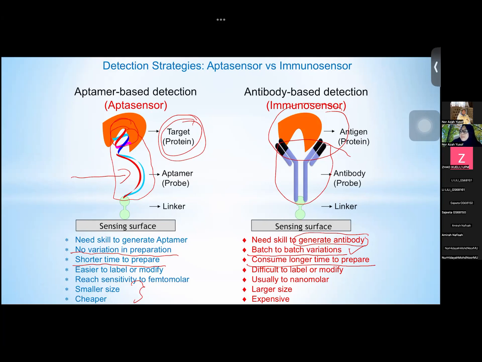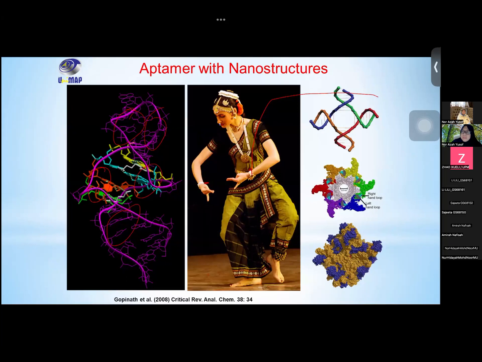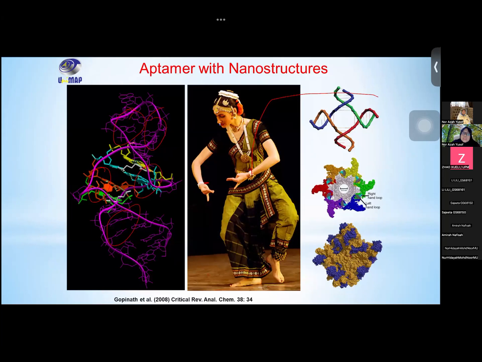All right. This one is relative. When we talk about cheaper, smaller, there is relatively, because you are not using animals, it is supposed to be cheaper. Okay. So this is the SELEX process. As I mentioned just now, I don't want to explain the SELEX process because we are going to learn about the aptamer later. So this is how it works. The owner of this slide is Dr. Gopinath from UNIMAP. That's why you see a lot of UNIMAP logos in the slides.